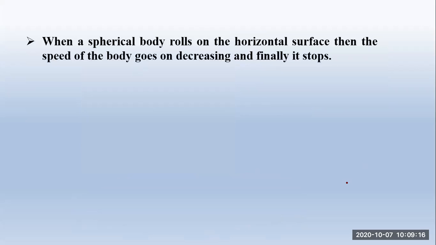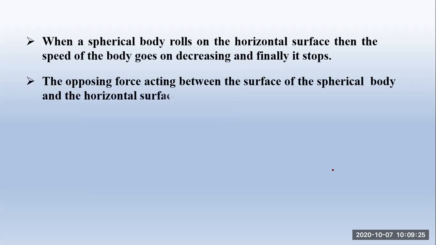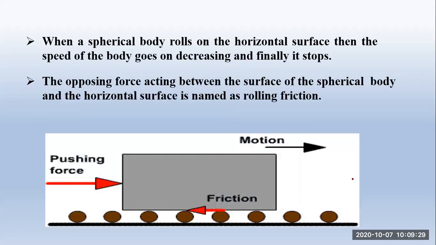When a spherical body rolls on a horizontal surface, the speed of the body goes on decreasing and finally stops. So this is due to friction. The opposing force that acts between the surface of a spherical body and the horizontal surface is named rolling friction. Okay, so this is the rolling friction. You can see the object is rolled and these are small objects. So if you push it, some friction is offered. But in most of the questions, we neglect the rolling friction because it is very small. That's why we neglect it in many questions.